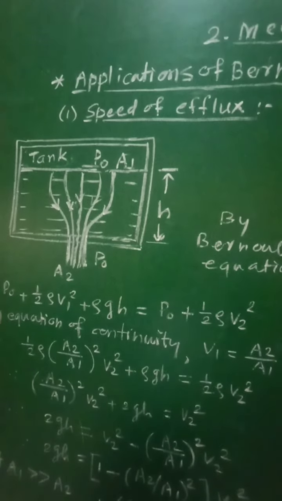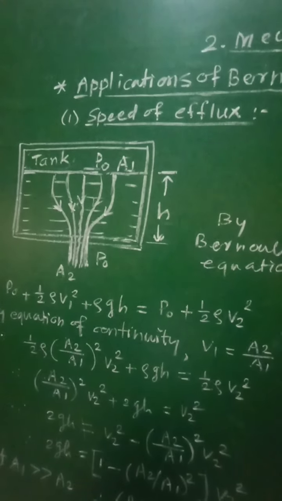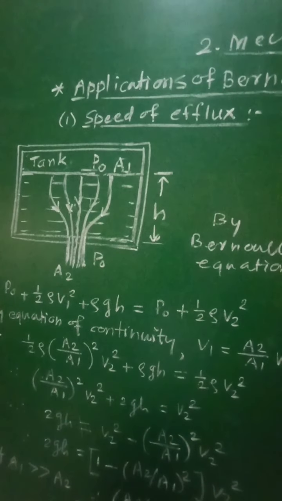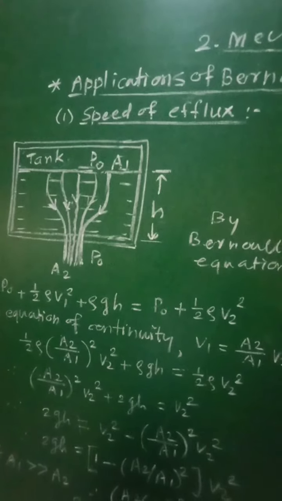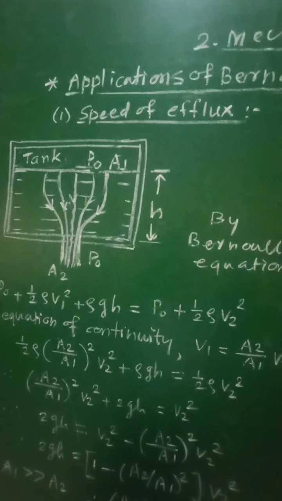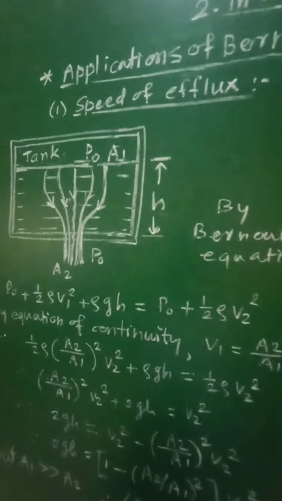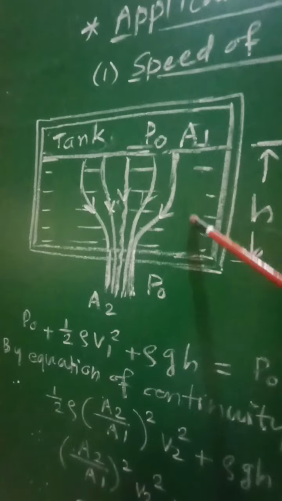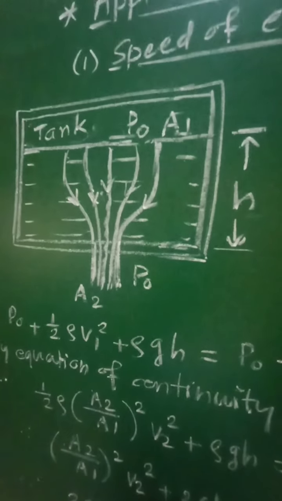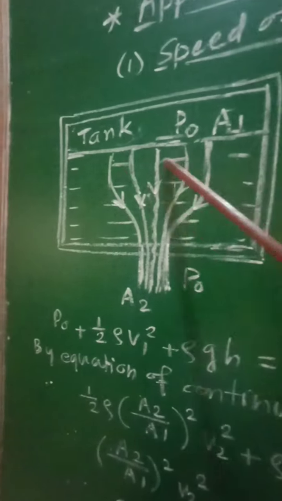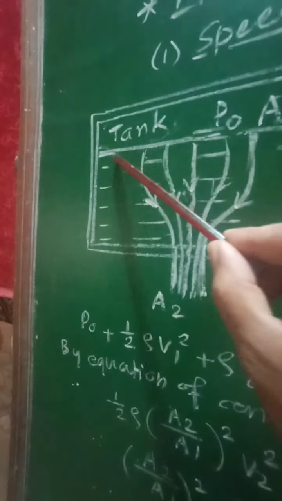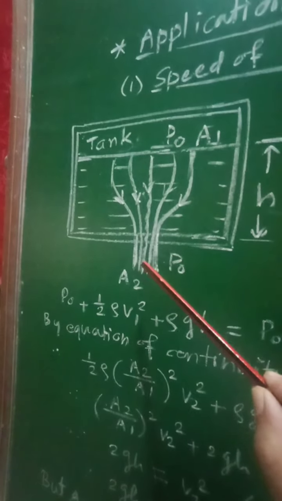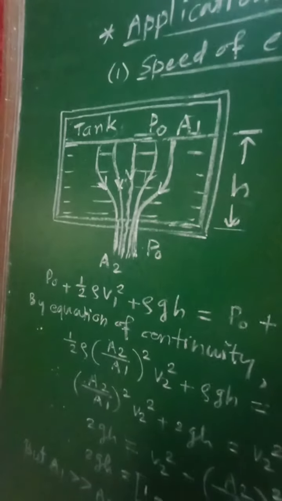So in order to explain this speed of efflux, let us consider a liquid of density rho filled in a tank of cross-sectional area A1 and having an orifice of cross-sectional area A2 such that A1 is very large as compared with A2. So this is the tank which is filled with a liquid having its density equal to rho, and the area of cross-section of this tank will be equal to A1, and this is the orifice, so its area is equal to A2.